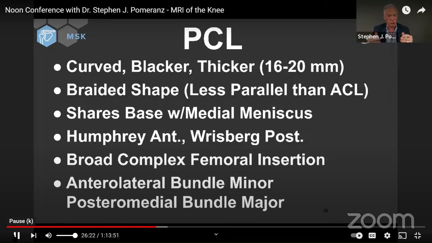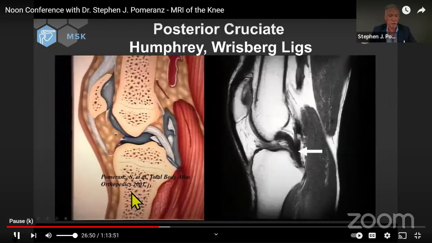It shares a very close base with the medial meniscus. Anterior to it, the ligament of Humphrey. Posterior to it, the meniscofemoral ligament of Wrisberg. It has a very broad, complex femoral insertion. There are 13 insertion points as defined by the esteemed orthopedic surgeon, Frank Noyes. There's an anterolateral bundle, and there's a posteromedial bundle, the exact opposite of the ACL. The ACL is anteromedial and posterolateral. So there are 2 PCL bundles.